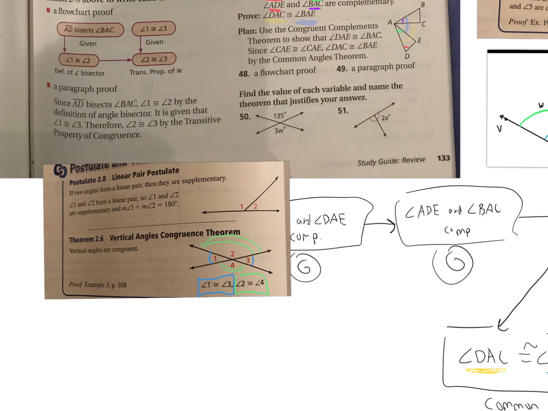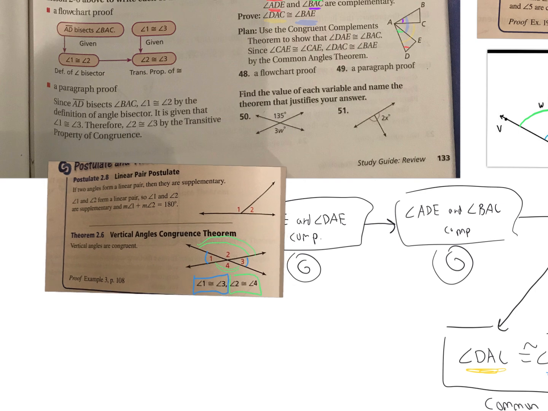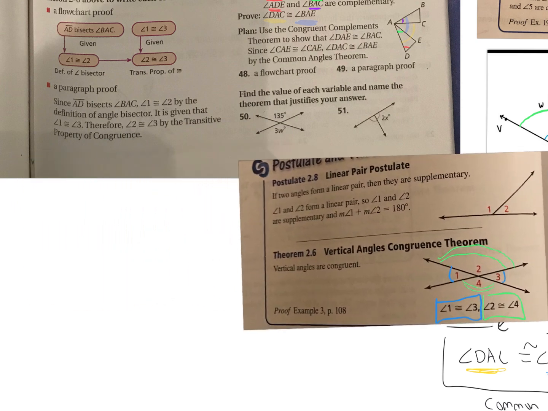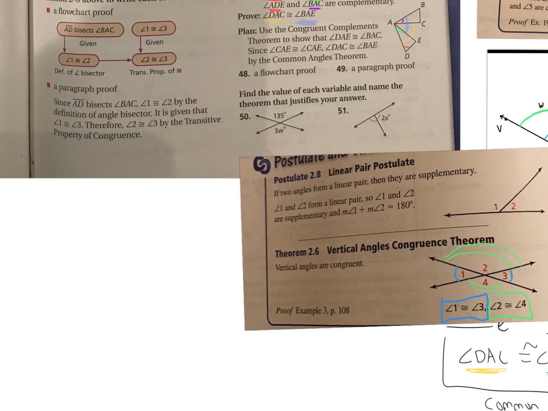The linear pair postulate says that if 1 and 2 form a linear pair, meaning if these guys share a side, share a ray, and the other rays are opposite rays, like this, forming a straight line, then we know that the measure of angle 1 plus the measure of angle 2 equals 180. This measure plus this measure equals 180. That's the linear pair postulate, okay? So that's going to come into play for problem number 51, it looks like, all right?